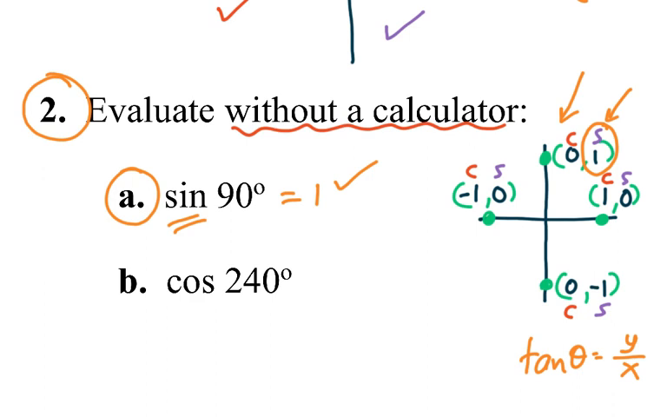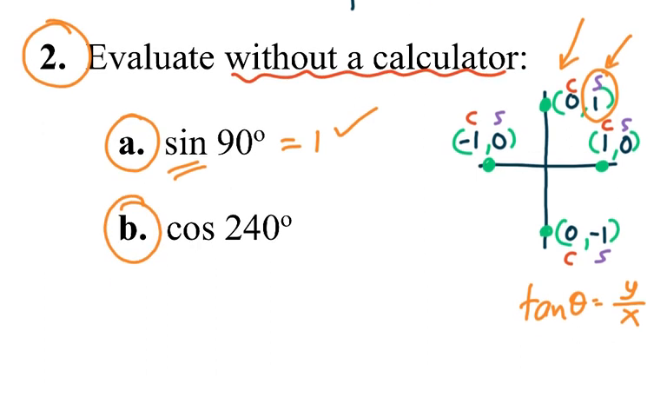So when you land on an axis, remember those 4 points and you are home free. Part B, how about the cosine of 240? All right, like before, let's graph it. I don't think this is going to land on an axis, so we're going to have to go through all the steps. This is a good one to start with.